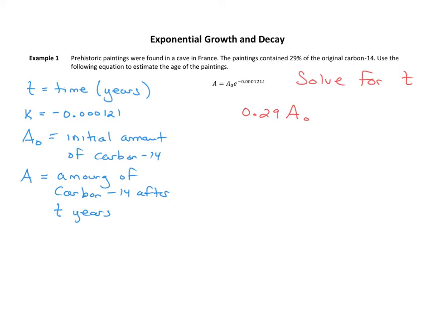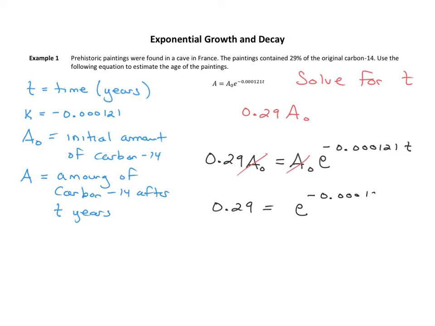Let's try it. All right, so that's 0.29 A sub 0, equal to A sub 0 times e to the negative 0.000121 t. One nice thing we can do at the start here is cancel A sub 0 from both sides of the equation. It's got to be some positive number, so I'm just going to remove it from the equation altogether. And that leaves us with 0.29 is equal to e to the negative 0.000121 t.